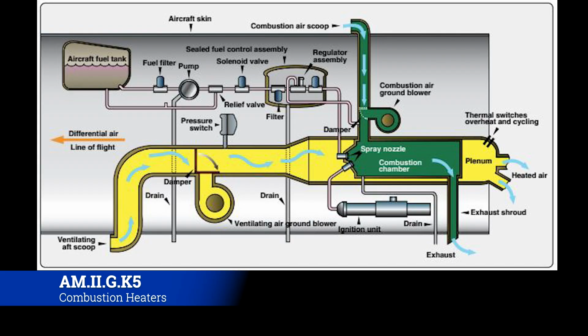All right, this graphic just shows you how a combustion heater works, and there's really not a good way to explain this because there's a lot happening at the same time. So we're just going to follow the fuel, and then we're going to follow the air. The fuel starts off in the aircraft fuel tank. It goes through a filter, and then it's being drawn in by a pump that then goes to a relief valve. Then that solenoid valve is what turns the fuel on for the combustion heater. It then goes into the fuel control assembly.